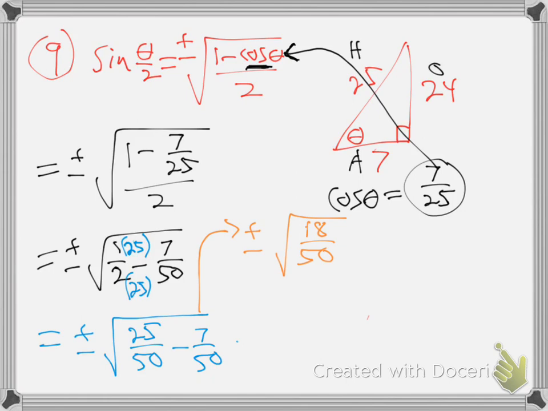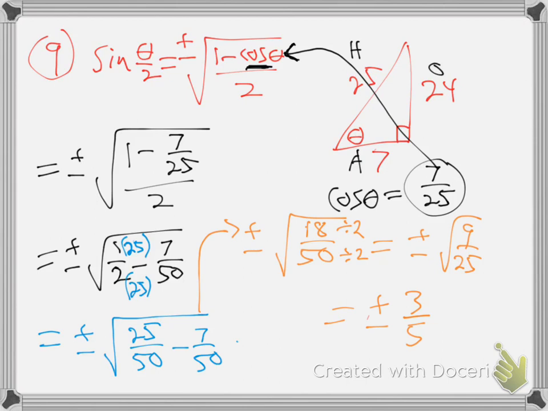Okay, and what can I do with that? I can reduce that fraction, can't I? Divide by 2. So that's plus or minus the square root of 9/25. And so what's that? Plus or minus the square root of 9/25? 3 over 5. Right? Square root of 9 is 3. Square root of 25 is 5. Is that good?